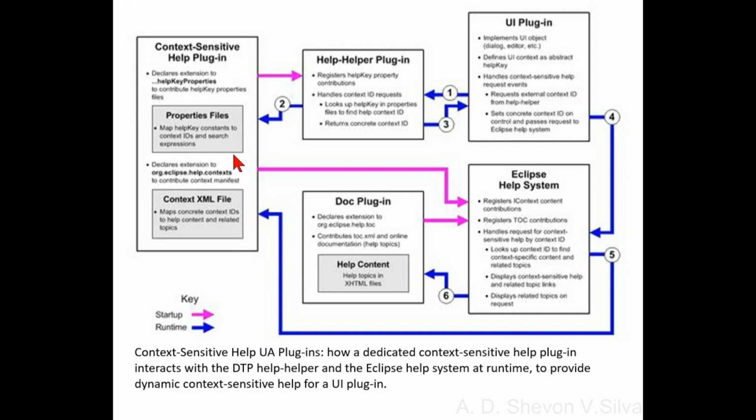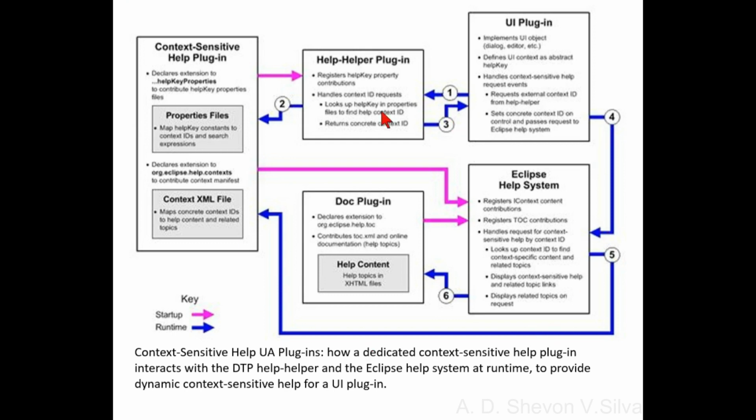They also contribute Java properties files which define the property key-value pairs that map the abstract help key constants to concrete help context IDs and context-specific help search expressions. Tip: the help key properties files are usually contributed in pairs, each one for help context IDs and help search expressions.